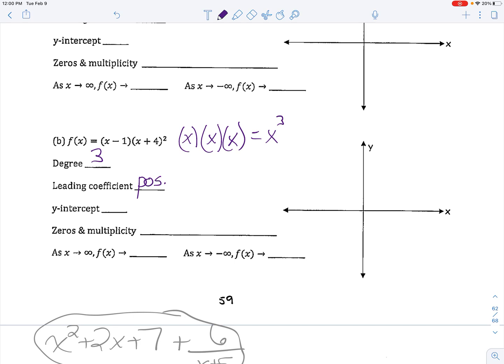with a positive leading coefficient. And like I say, you can also put the number in there if you want to. You could also write a 1 in there. The y-intercept, algebraically, is when x is equal to 0. So you put in 0 for x into the function. So it would be 0 minus 1 times 0 plus 4 squared. Negative 1 times 4 squared is negative 16.